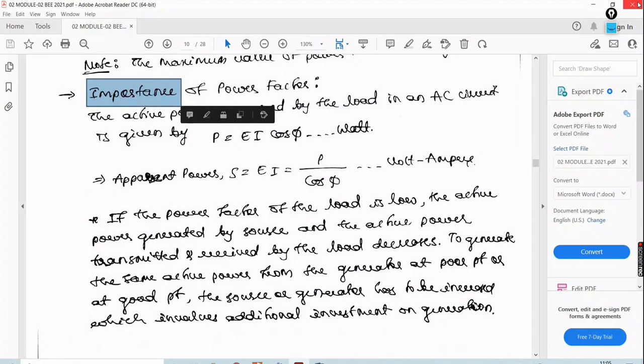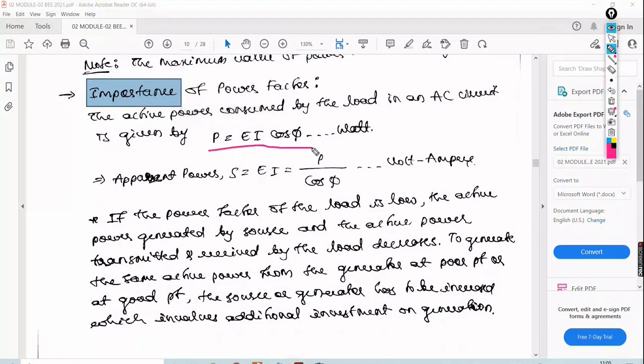Here the importance of the power factor is that, as you know, P is equal to VI into cos phi, or EI into cos phi. S is equal to what? P divided by cos phi. What happens with respect to the power factor if it is varied? According to this relation, this is voltage, this is current, then active power and the power factor. If the power factor is increased, then what happens to the apparent power? It decreases. That you have to remember.